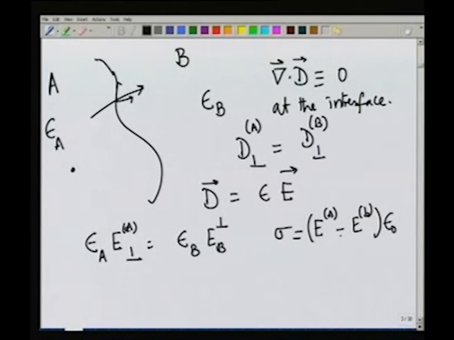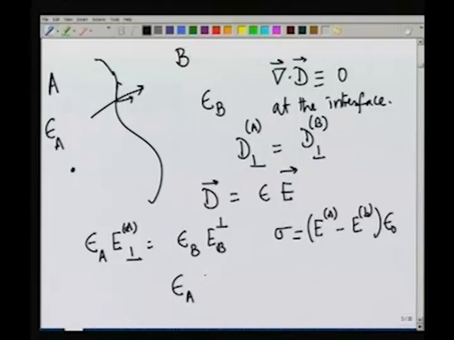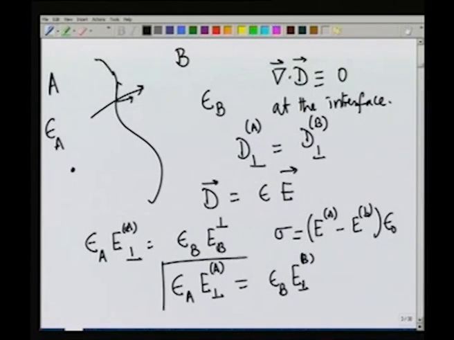So, if you combine these two equations, you will immediately find the induced surface charge density. So, let me sort of display it by enclosing it in a box. Let me rewrite it. We are saying that epsilon A E perpendicular A, on the dielectric side A, is equal to epsilon B E perpendicular B. So, let me put a box.